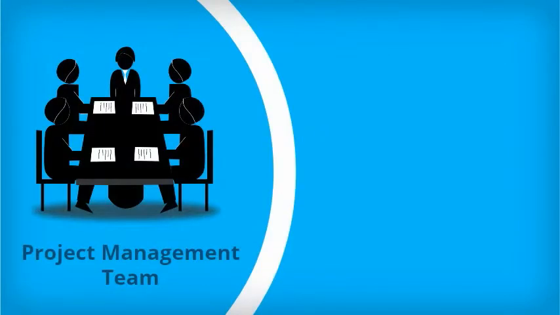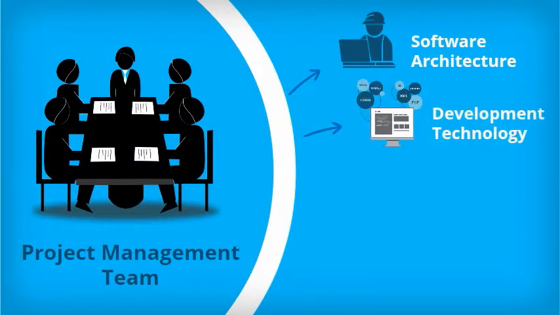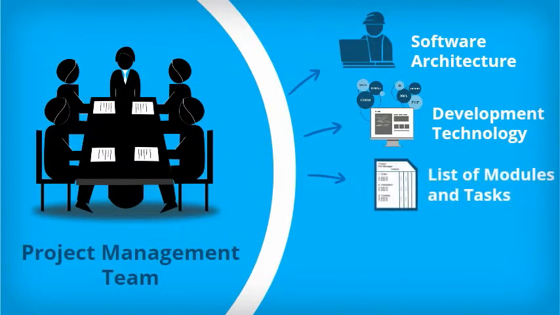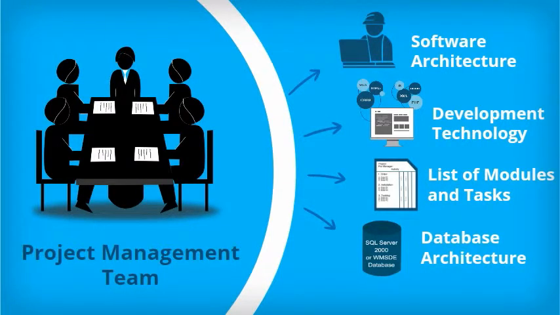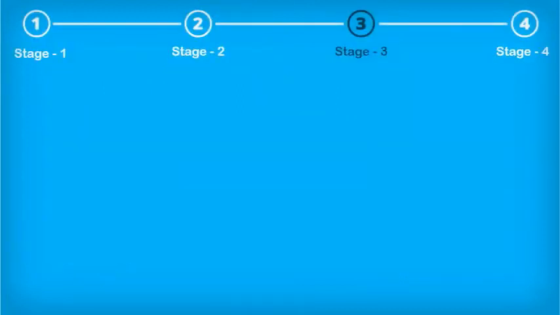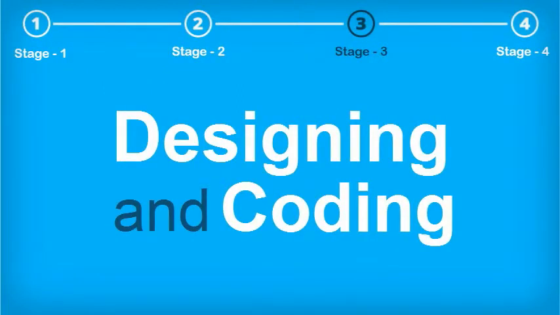Stage 2, planning and benchmarking. Based on the wireframes, our project management team will create a plan on software architecture, development technology, list of modules and tasks, and database architecture. After the project plan is complete, we're ready to move into stage 3, designing and coding.